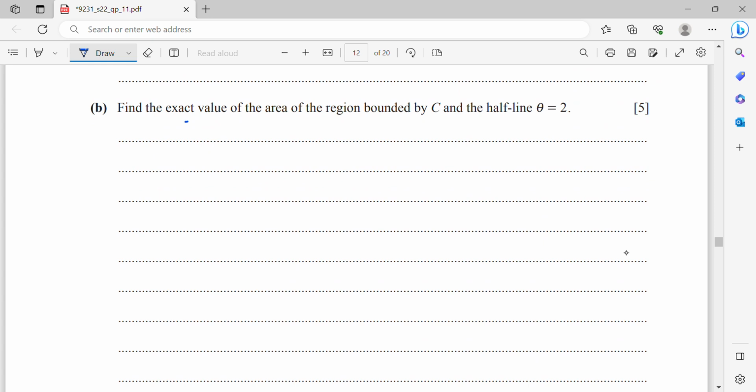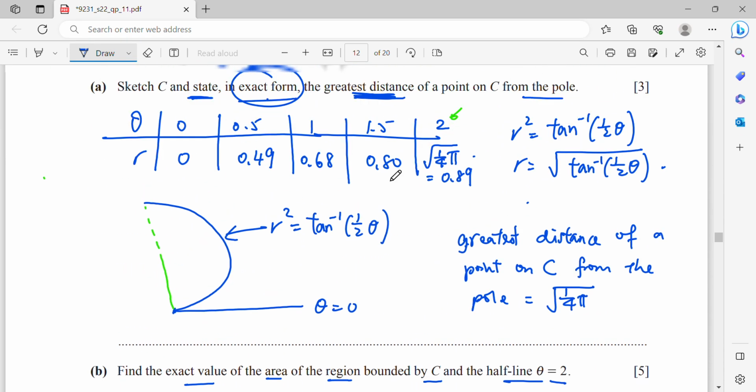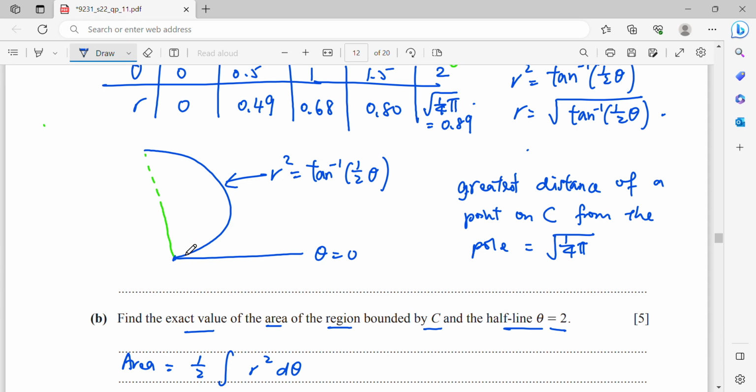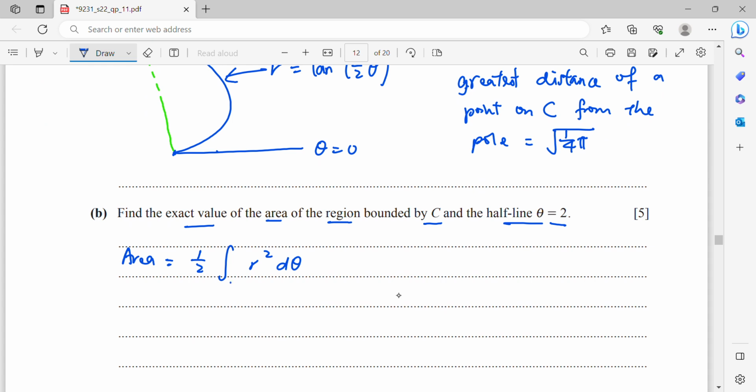Now B, find the exact value of the area of the region bounded by C and the half line theta equals 2. So now area is half integrate r squared d theta. The region is bounded by the graph and the line theta equals 2, which means it is from 0 to 2. And now when I replace the r squared value, it is inverse tangent of half theta. Okay, so how to integrate this?